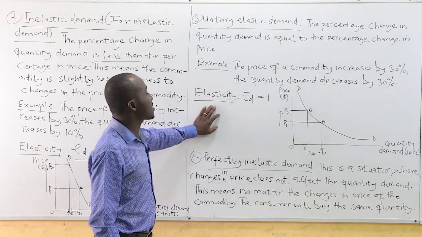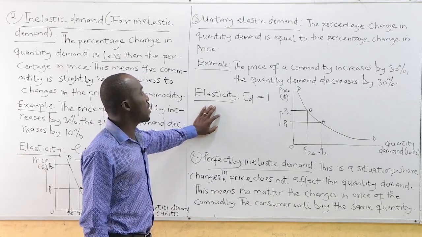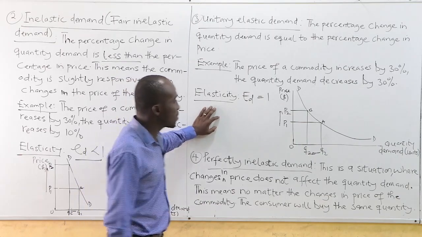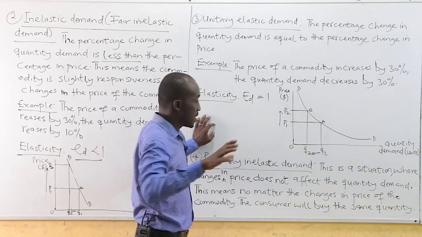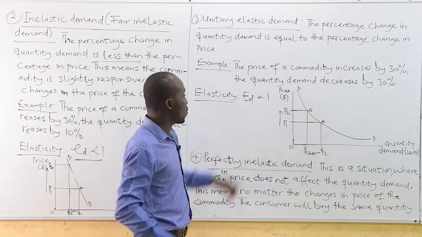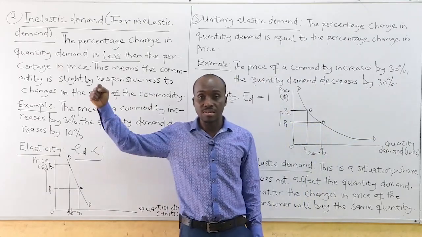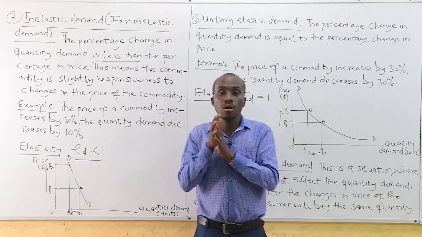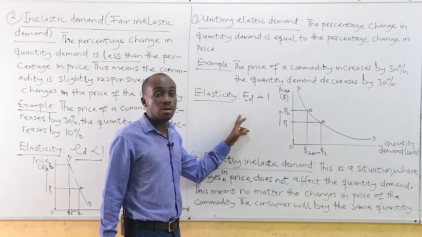So we have unitary elastic demand. Let's take the third one. The percentage change in demand is equal to the percentage change in price. So the price of the commodity increased by 30%, demand decreased by 30%. So here there's no problem. Elasticity is equal to 1. Whenever price goes up by 30%, demand also changes by 30%. If this one happens by 20%, this one happens by 20%. So there's no problem, right? So elasticity is equal to 1.